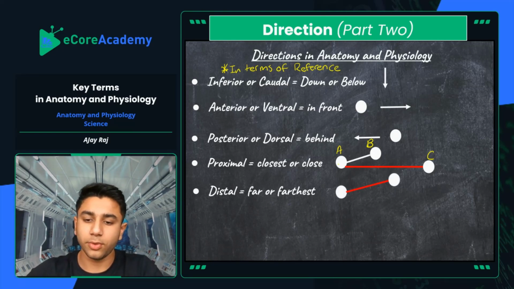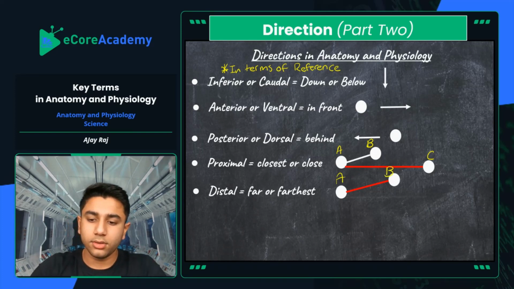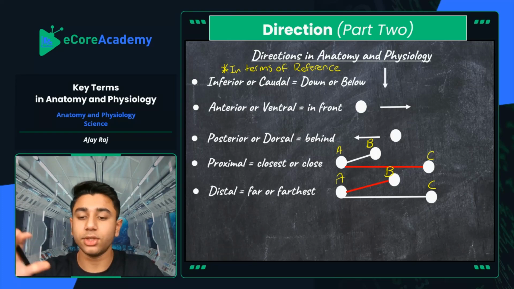So let's say that this is point A, point B, and point C again. A and B, and then that's point C right here. So point A is actually closest to point B and farthest from point C, so therefore A is most distal to point C, and in general, A is actually distal to C.